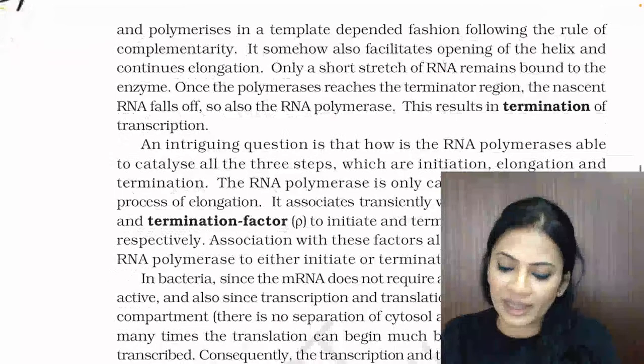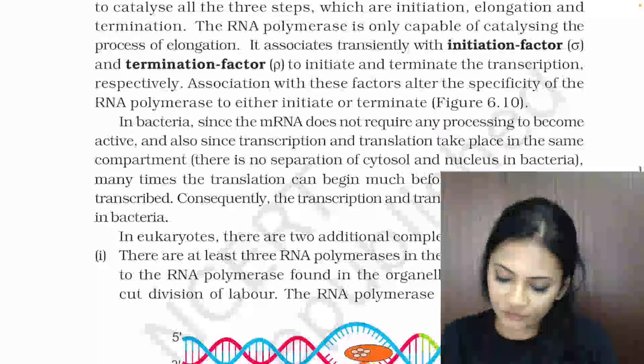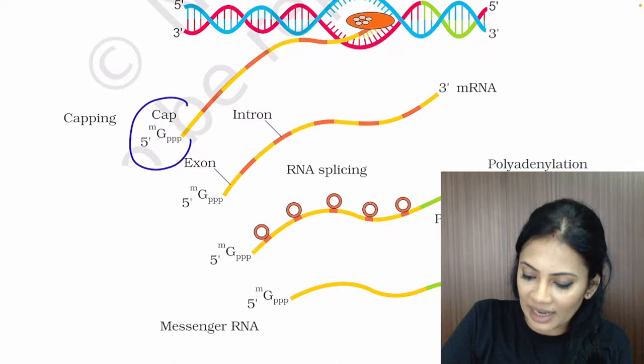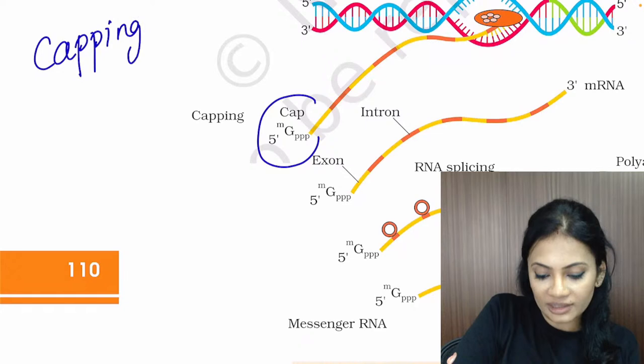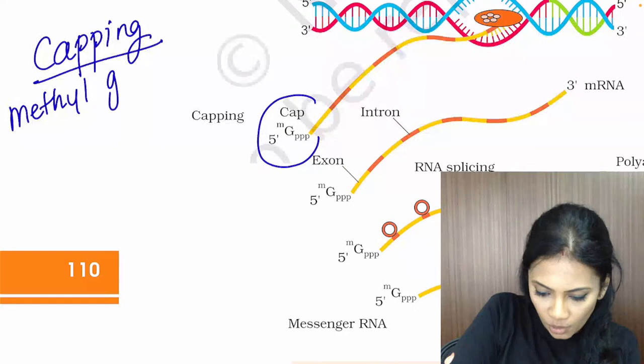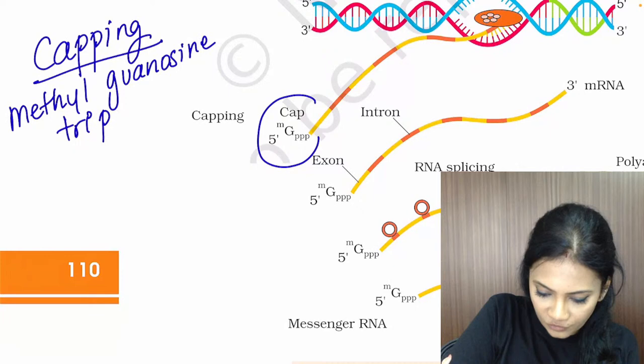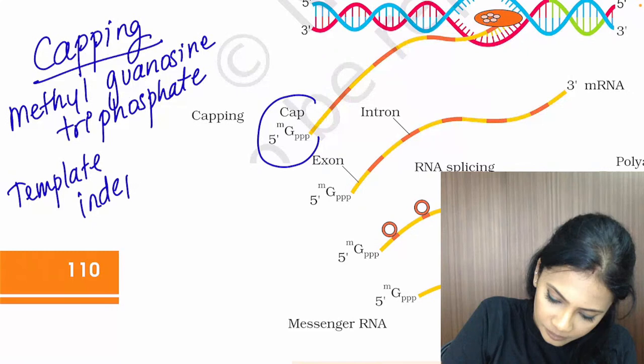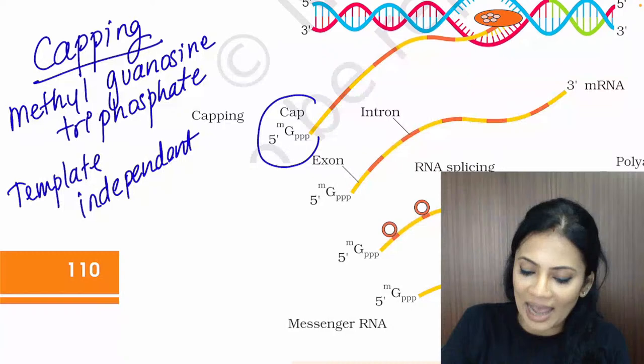Then what is done after this? Splicing. First of all, the cap is added and the tail is added. What is the cap? Capping is made up of methyl guanosine triphosphate, and it is template independent. Clear? And also it is rare.